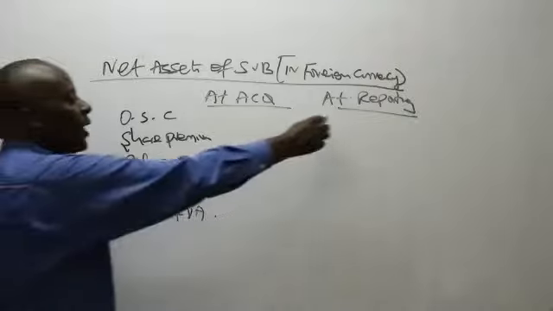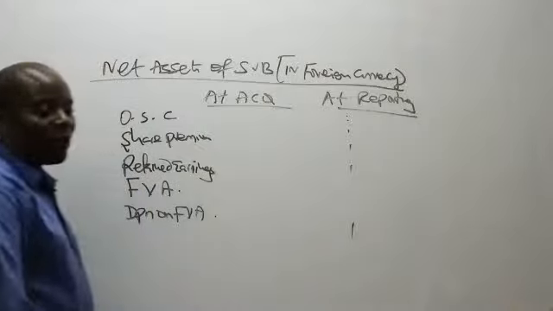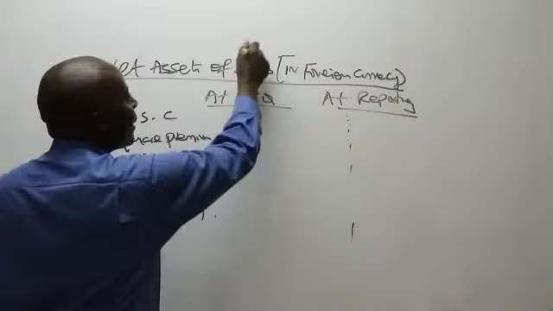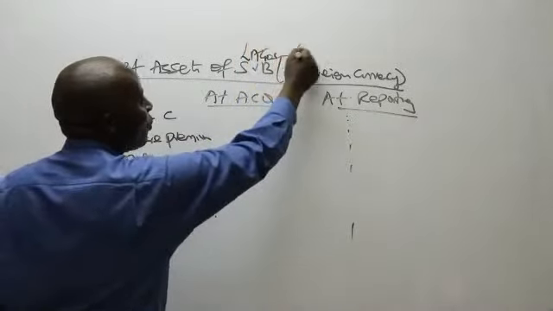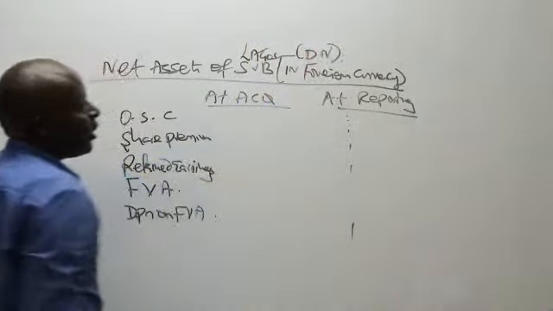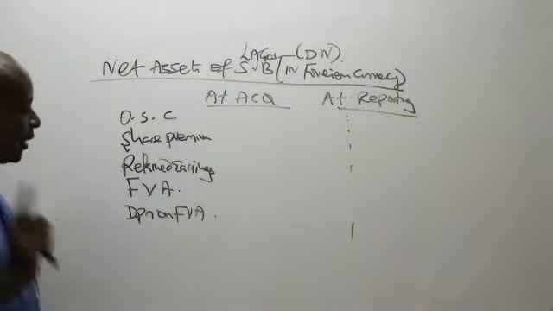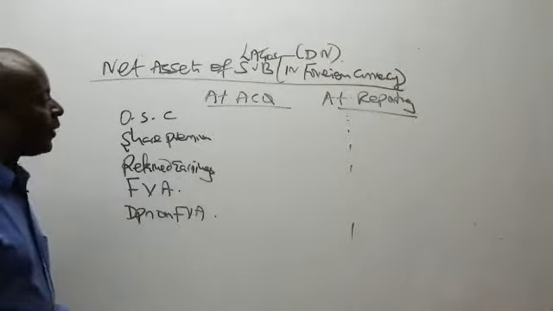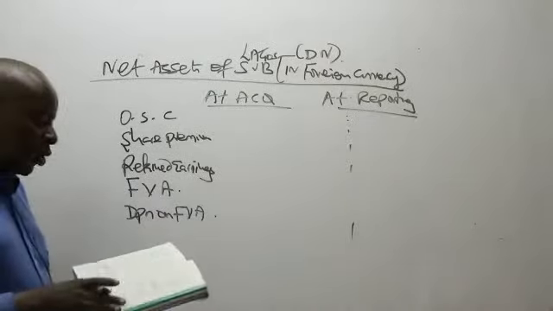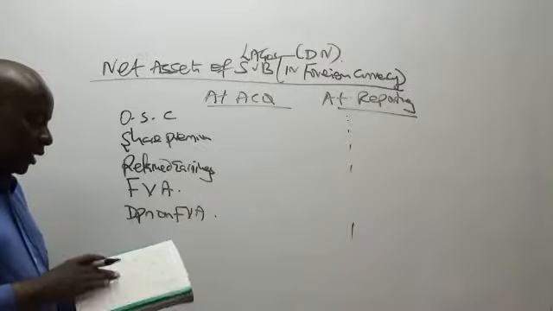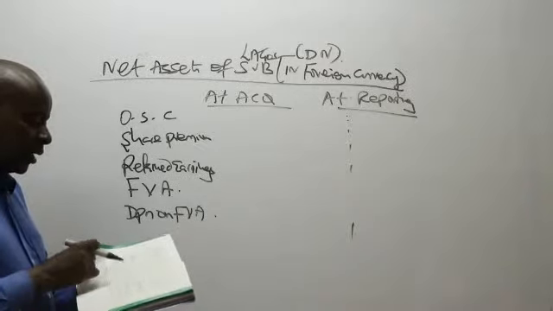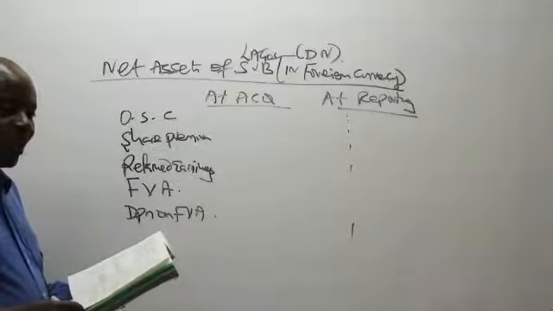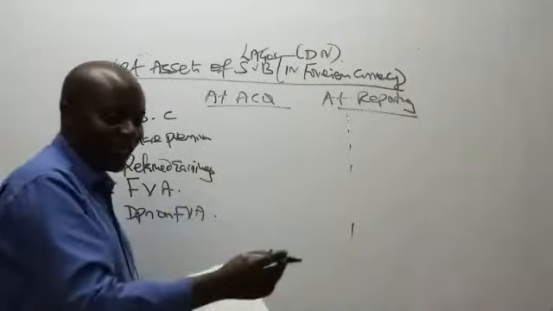Now let's fill the column. Remember, it is net assets of the subsidiary, Lagos, in terms of its currency, which is the DN. Let's first fill in at reporting. What do we have there? At reporting is the same as at year end.